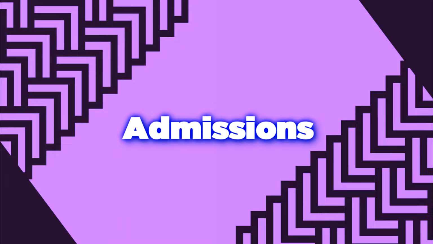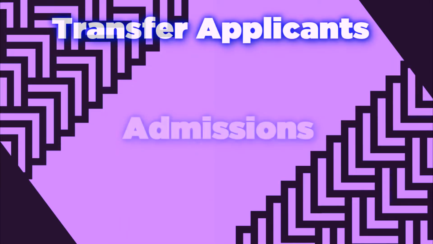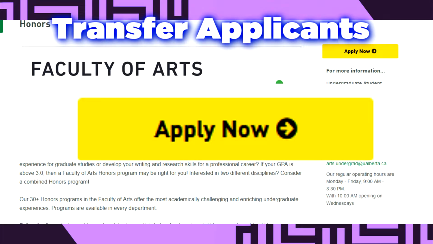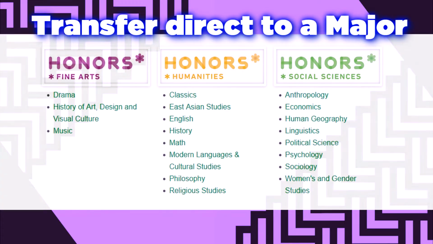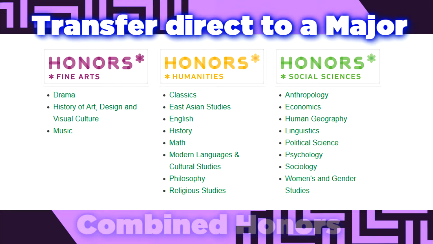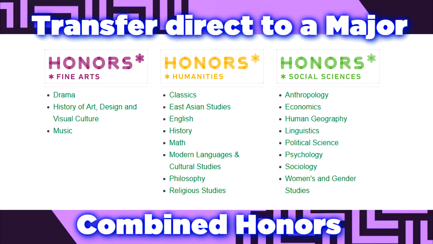So how does honors work? Transfer students from other programs, even the BA, apply using the same application as they would to any other program at the University of Alberta. Transfer students can also transfer directly into an honors major, or combined honors with 2 focuses.